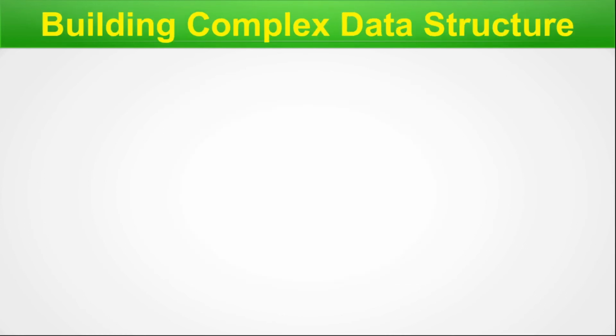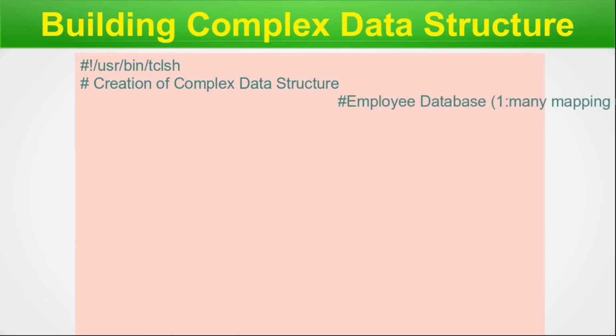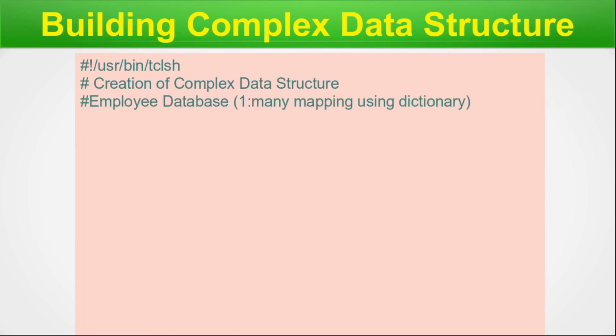Building a complex data structure. Dictionary is meant for a complex data structure. Let's see how we can do it. We start our example here. Here goes our code. First line is the shell. So creation of a complex data structure. It will create an employee database. There is a 1:many mapping using dictionary. So one employee will have many data around it. Let's see how we are going to do it.